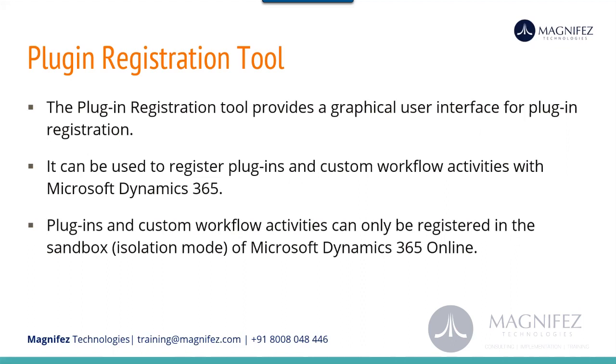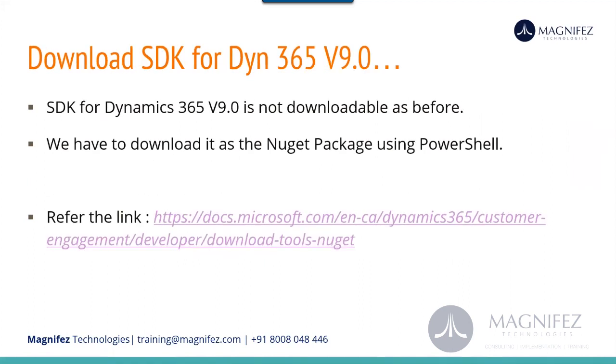So using this plugin registration tool, which is a UI tool, you can register your DLLs. It could be a plugin DLL or a custom workflow activity DLL. So how to download the SDK for Dynamics 365 version 9.0? We have shown this in the previous session. We downloaded it as a NuGet package from PowerShell. So this is a link. I can just give you this link, and you can refer to it.